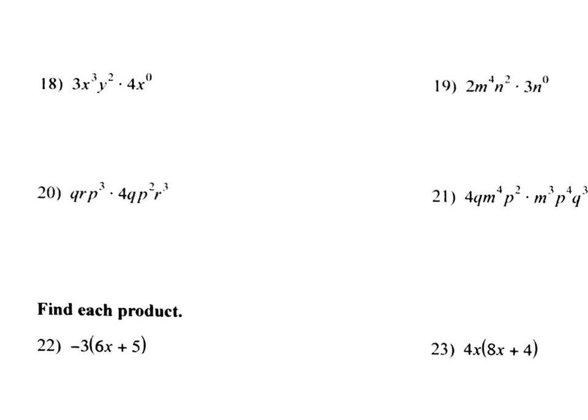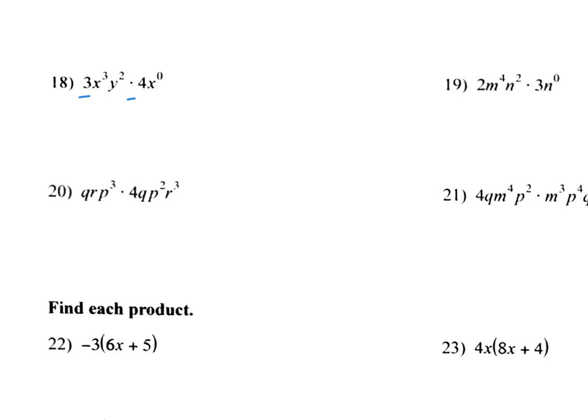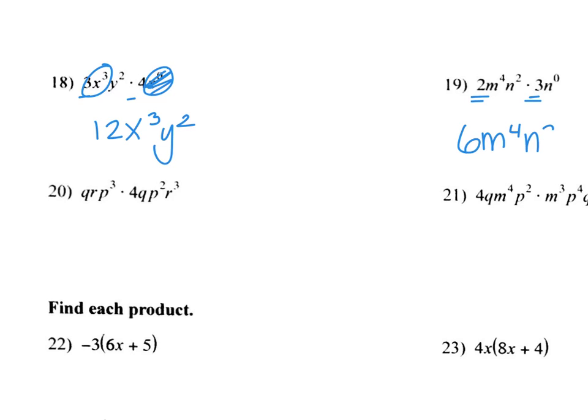18, 19, and 21 are the same way. 12x. Now there's 3 here and 0 there, so remember we don't even count that one. So that's x to the 3, y squared. On 19, I've got 6m to the fourth n squared. On 20, there's a 1 in the front there, so that's 1 times 4 is 4. I've got a few more letters this time, so 2 q's, looks like 4 r's, and 5 p's.